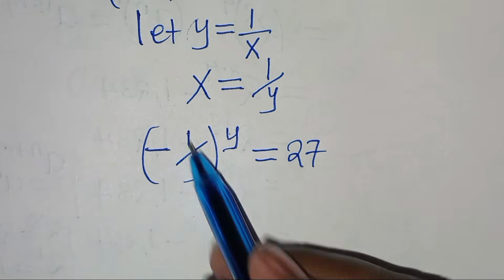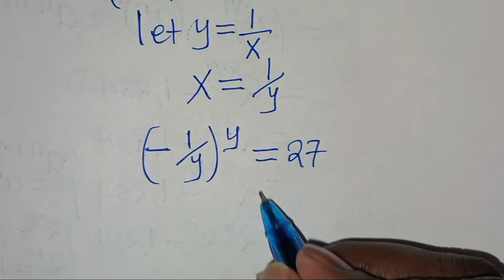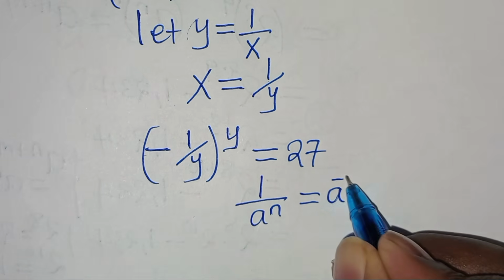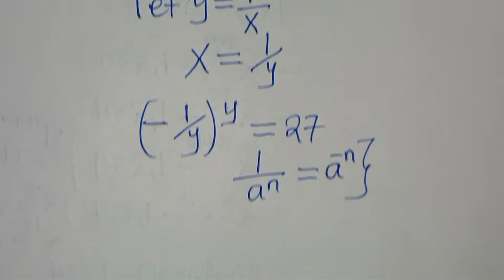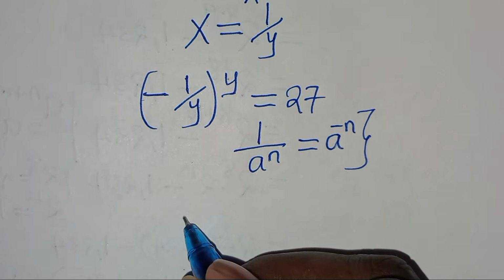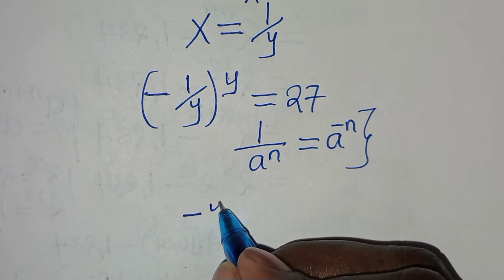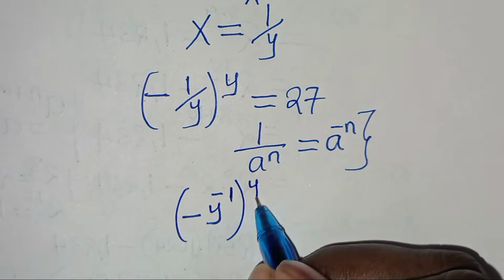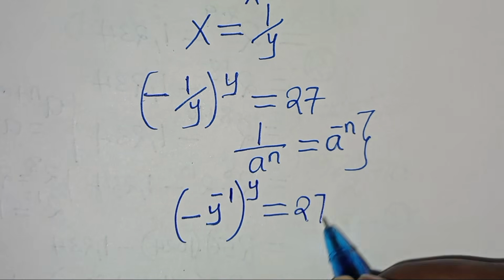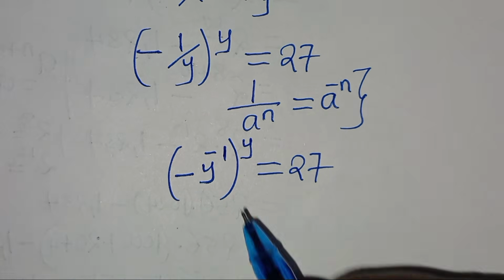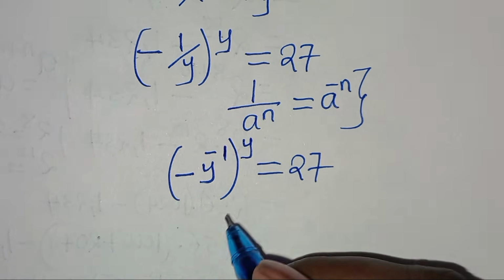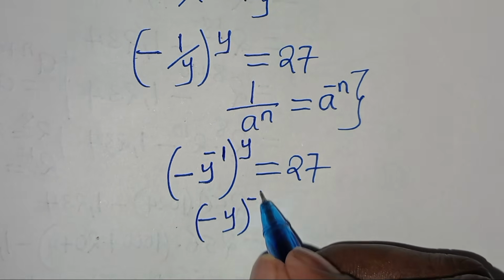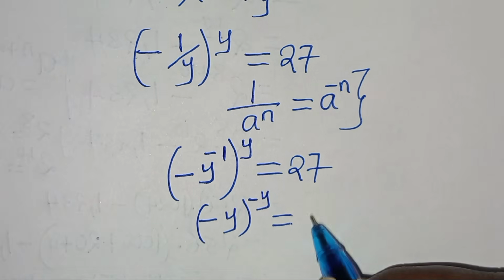Now, we have that minus 1 over y. This is in the form of 1 over a to the power of n, which can be expressed as a to the power of minus n. Applying this property, then we have minus y raised to the power of minus 1, then raised to the power of y, equal to 27. Now, let's multiply minus 1 and y here. This means we have minus y raised to the power of minus 1 times y. This is minus y, equal to 27.